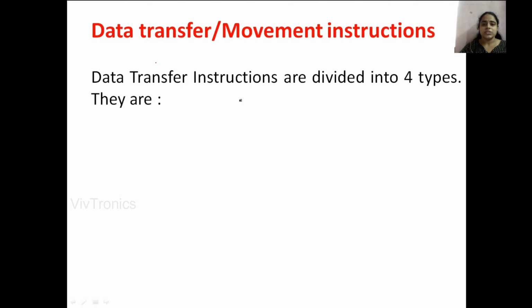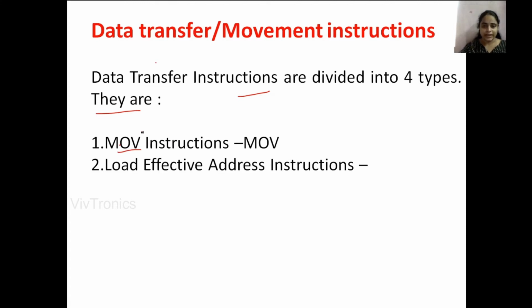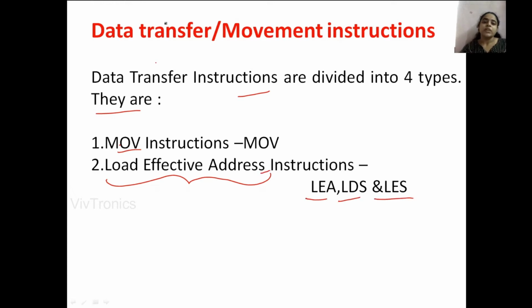Data transfer instructions are divided into 4 types. The first one is move instructions. The second one is load effective address instructions. You can see the purpose of the group of instructions is embedded in the name itself. Load effective address instructions are of 3 types: LEA, LDS and LES. We are going to study the purpose of each instruction, the syntax, and small example programs and live examples running in this session.